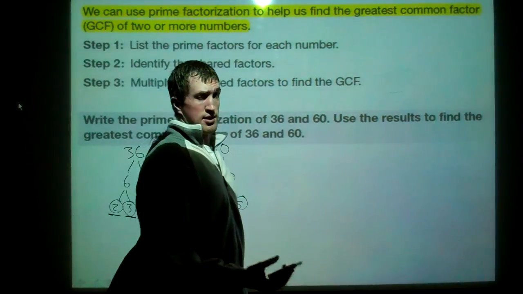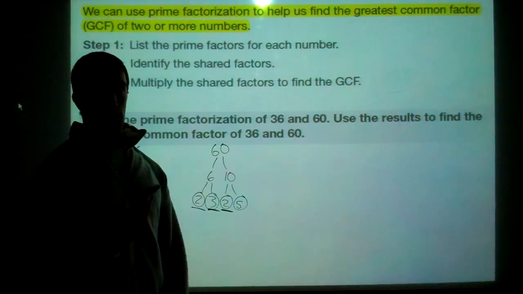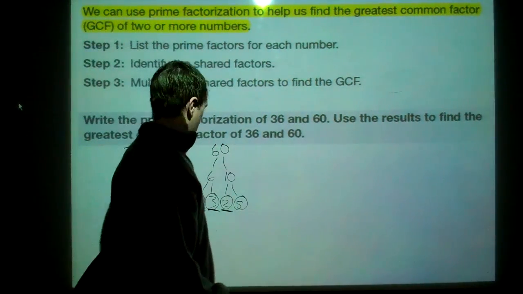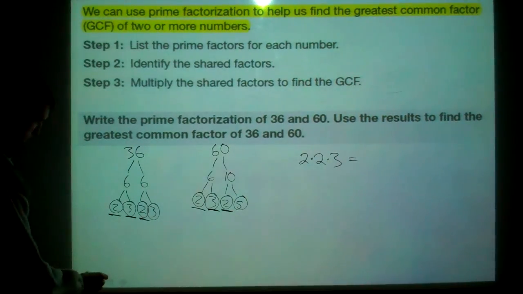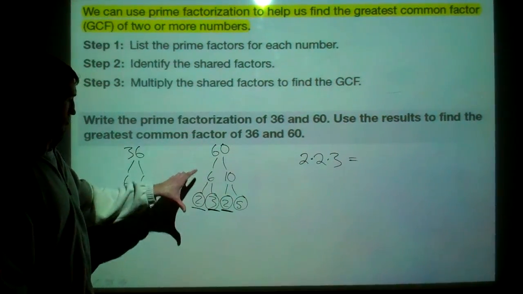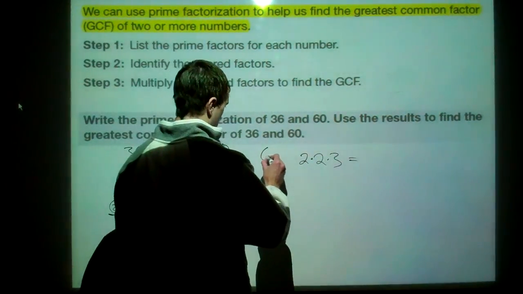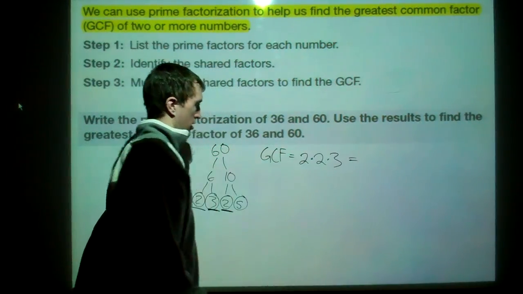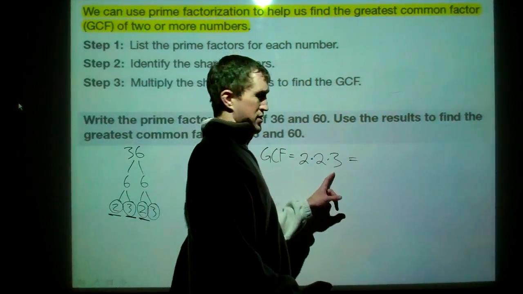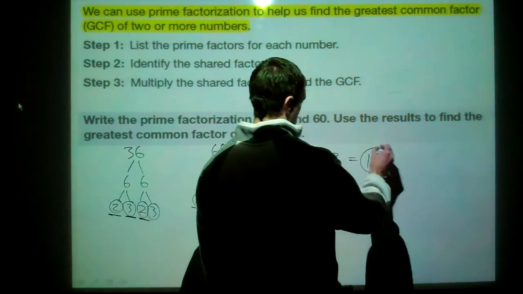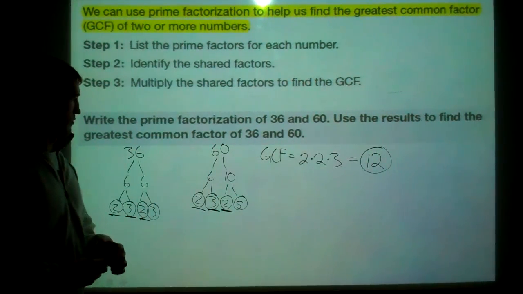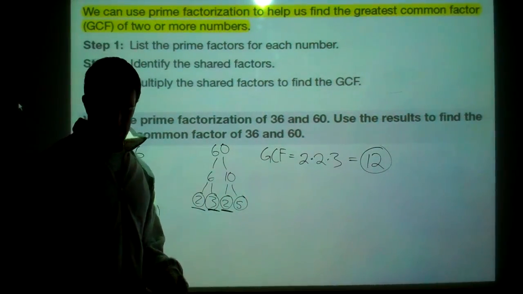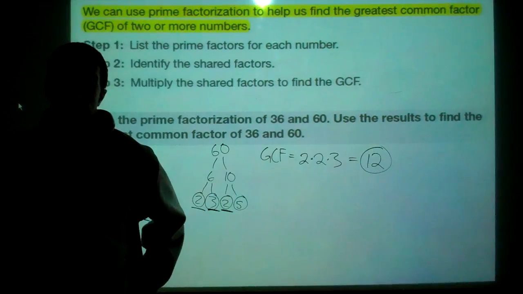So the GCF, or the greatest common factor, is the greatest number that would divide both of them. It is 2 times 2 times 3. This has its own prime factorization, and this has its own prime factorization. This would be the GCF. Greatest common factor equals 2 times 2, which is 4, times 3, which is 12. So that's the greatest number that will divide both of them evenly. And that is true. 36 divided by 12 is 3. 60 divided by 12 is 5. And that's how we use that for the GCF. All right, that's the last thing that I had. We're going to be working on this tomorrow, so we'll see you then.